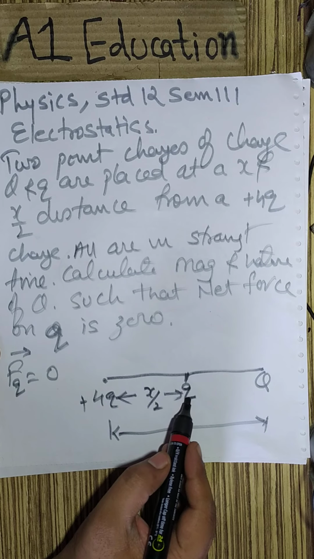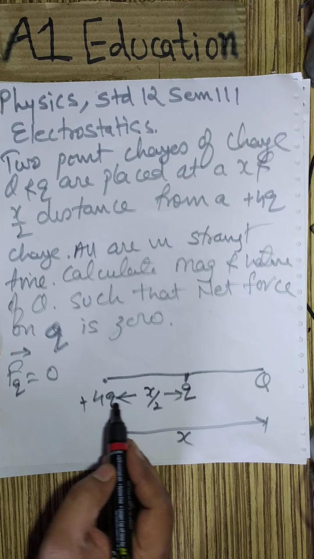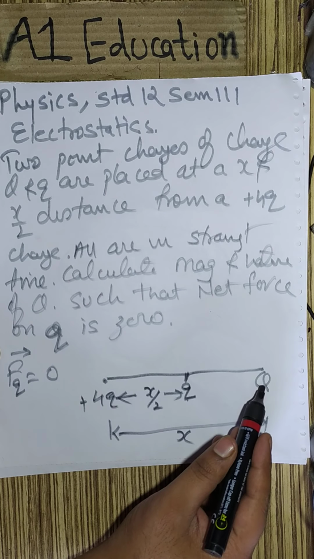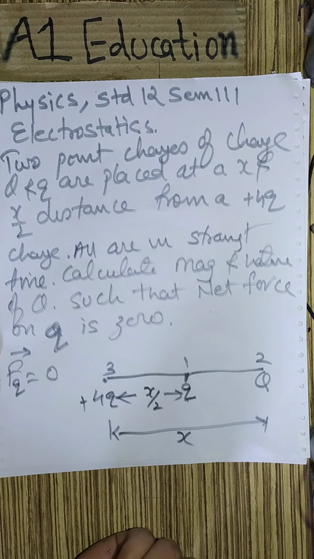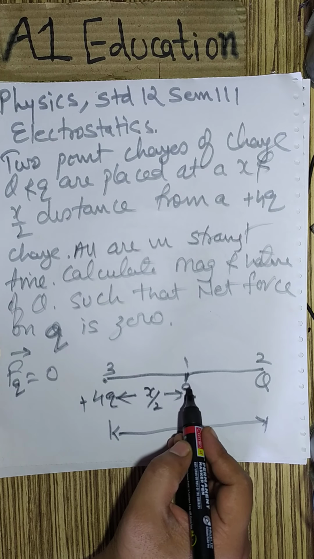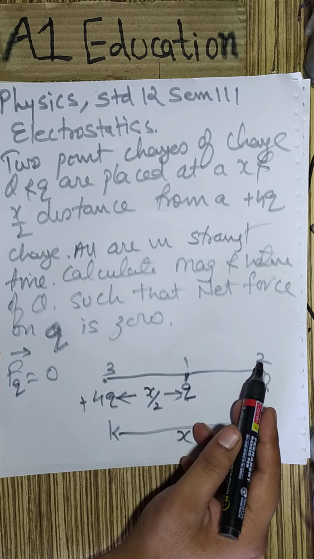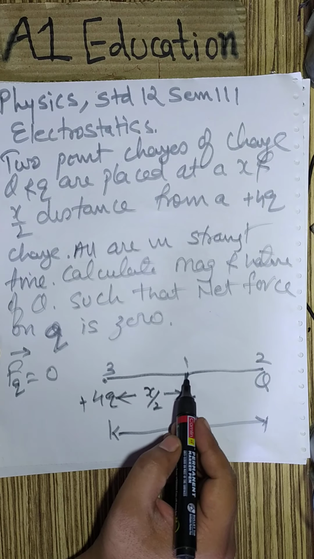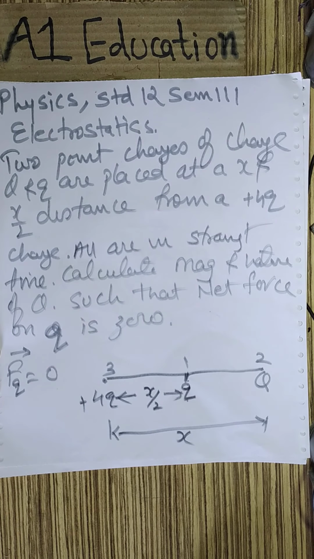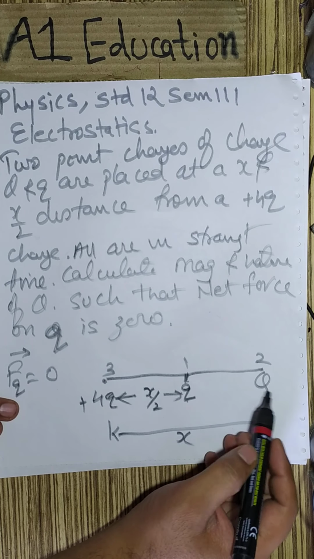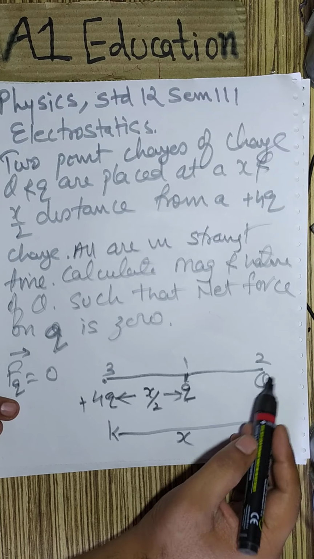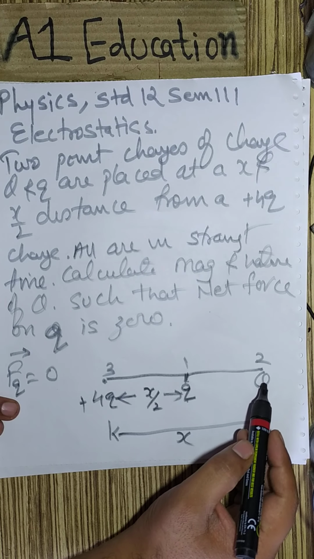Whatever force charge Q is experiencing, it will experience a force due to this charge. Also this will experience force due to this charge. If we name them 1, 2 and 3, the force on 1 due to 2 and force on 1 due to 3. So we have to identify what is the value of this charge and nature of this charge.